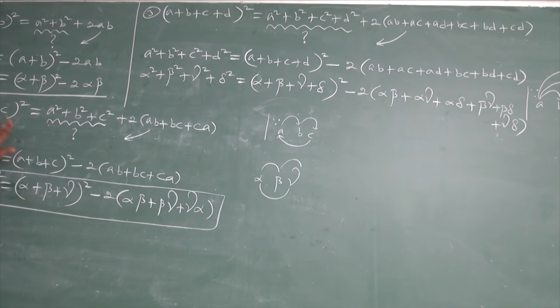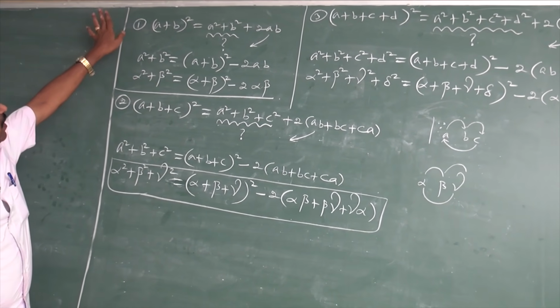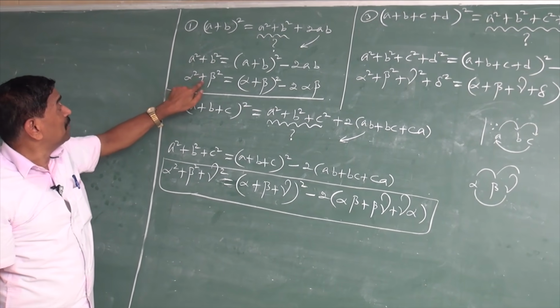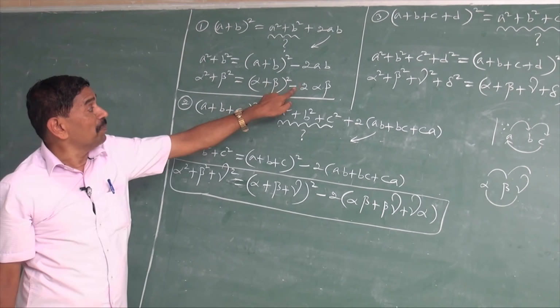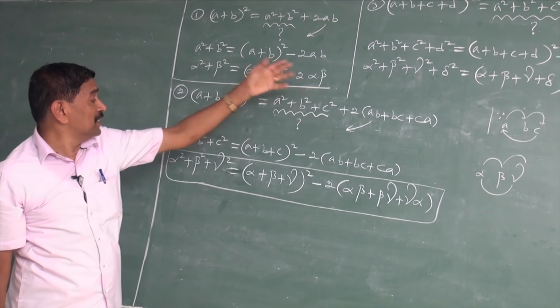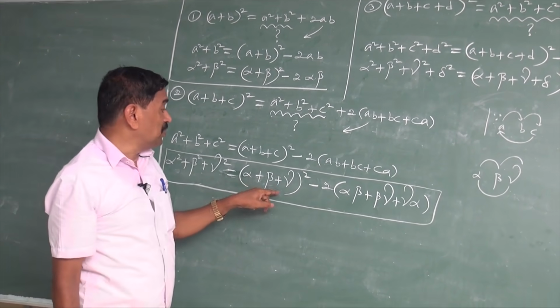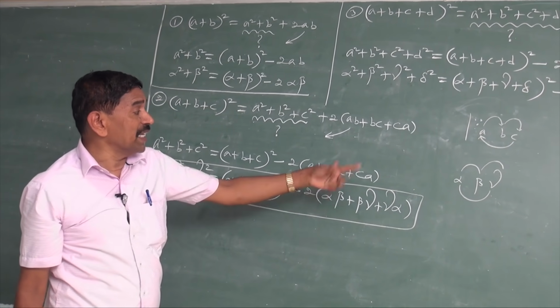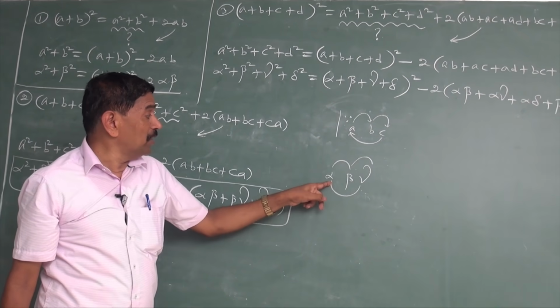Now listen, these three formulas are from 10th standard algebra. Here the sum of the squares of two elements is equal to the sum of the elements the whole square minus twice of alpha beta. Similarly, the sum of the squares of three elements is equal to the sum of the elements the whole square minus twice of the cyclic order: alpha to beta, beta to gamma, gamma to alpha.